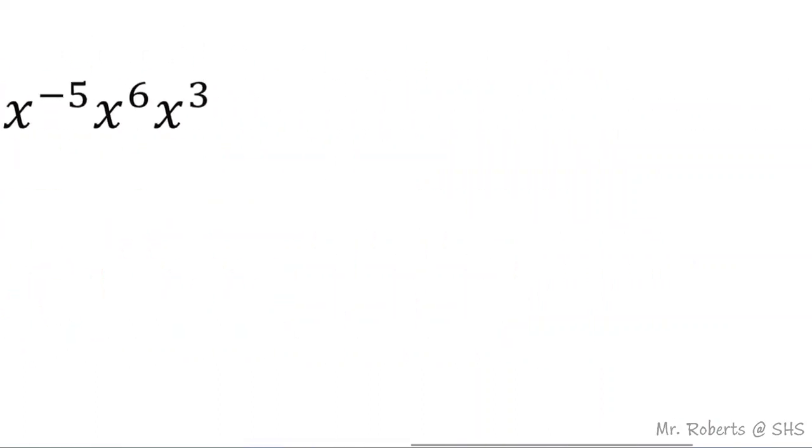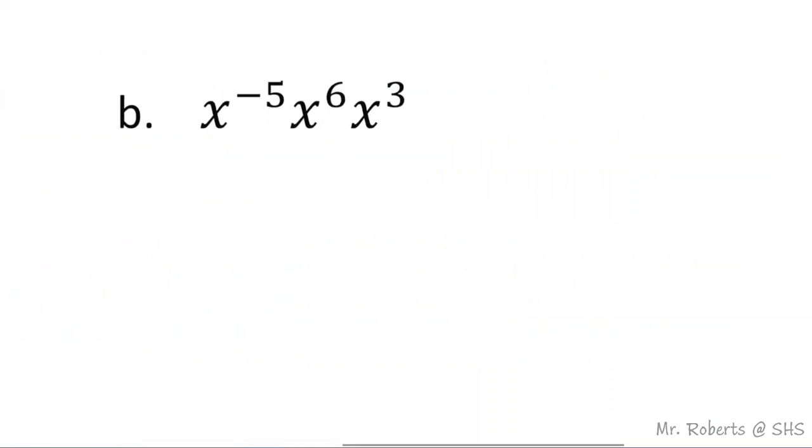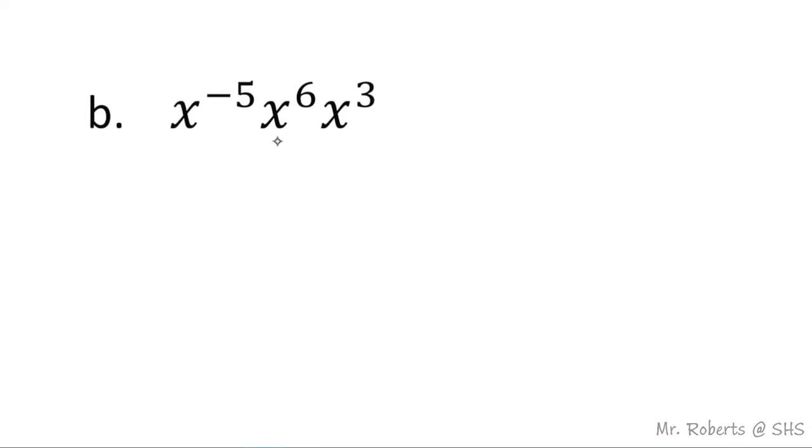7a. For 7b, oh, I don't think it's too bad, right? We've got 9 factors of x, so this is x to the negative 5th times x to the 9th.